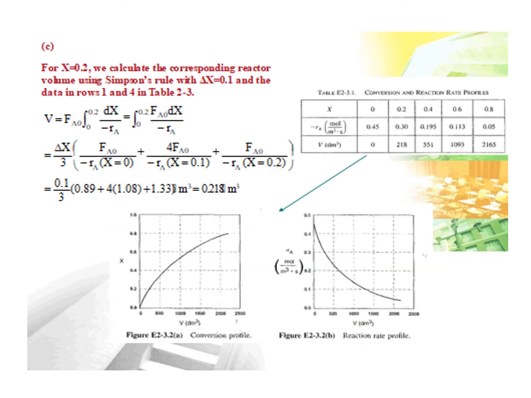This is the point at conversion X equal to 0.2. We will calculate the corresponding reactor volume using Simpson's rule with delta X equal to 0.1 and the data in rows 1 and 4 in this table, with the help of table 2.3.